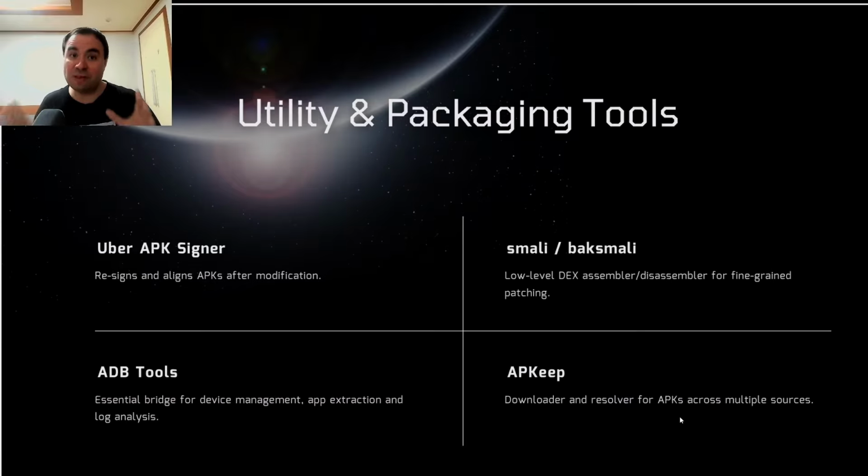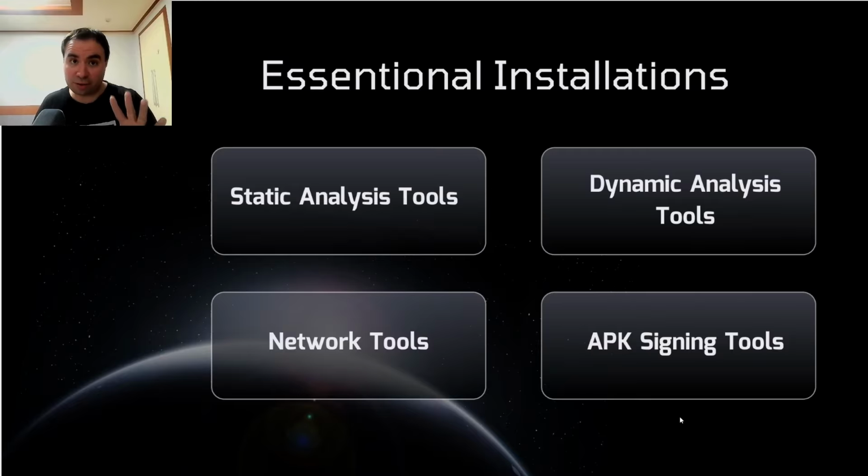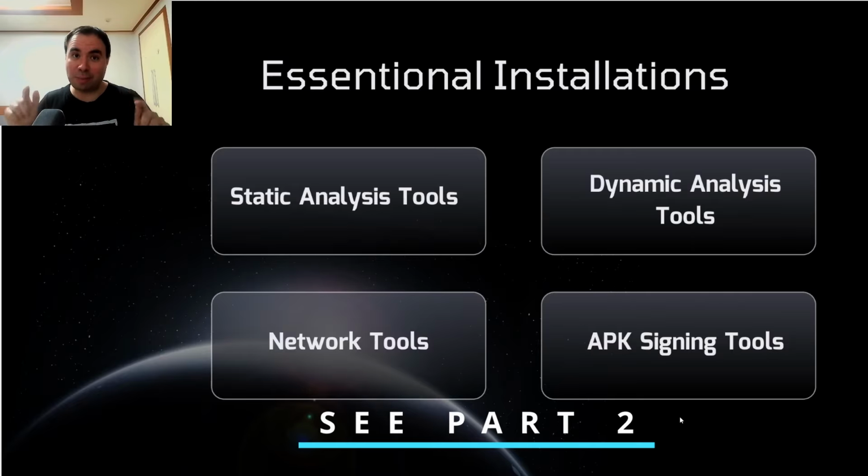Of course, we need specific utilities to work with our Android devices, for example, just to send and receive commands from it, and in this case we need ADB tools, and also to sign APK files. In this case we need Uber APK Signer. So those are the 4 categories of utilities available.